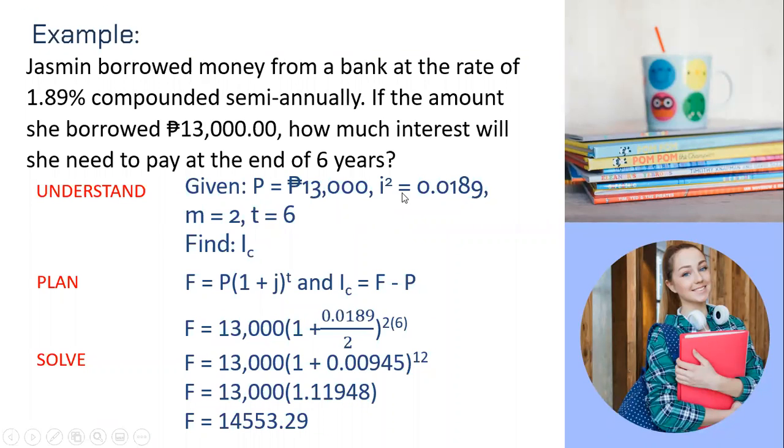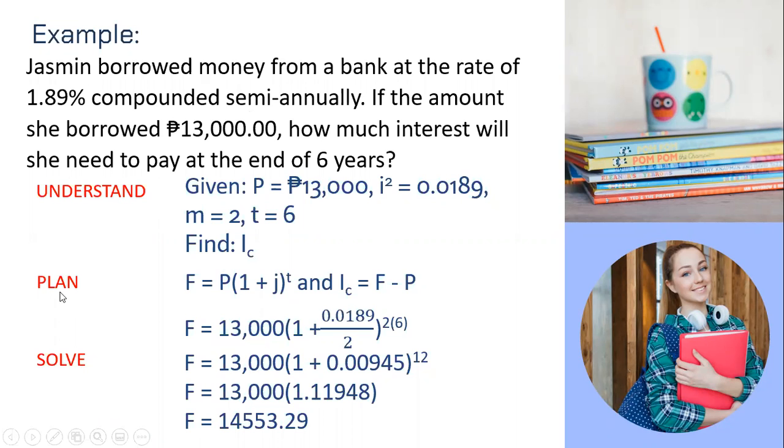The i sub m is 0.0189. Why did it become i sub m? Because our m is 2, semi-annually. From 1.89, we moved the decimal point 2 places to the left, which is why it became that decimal. And then the m is 2 because of the word semi-annually, and the time is 6 years. Okay? So the question is, how much interest? That means I sub C is the missing value.